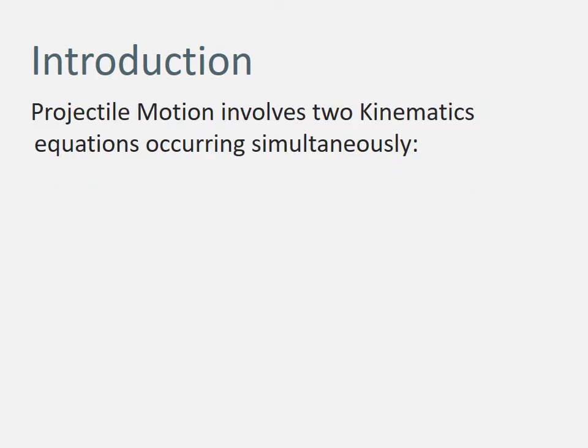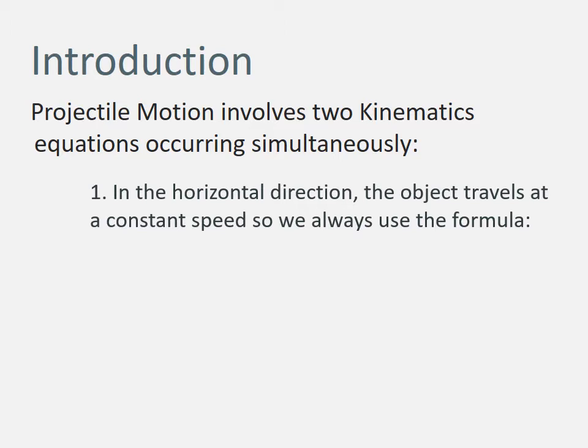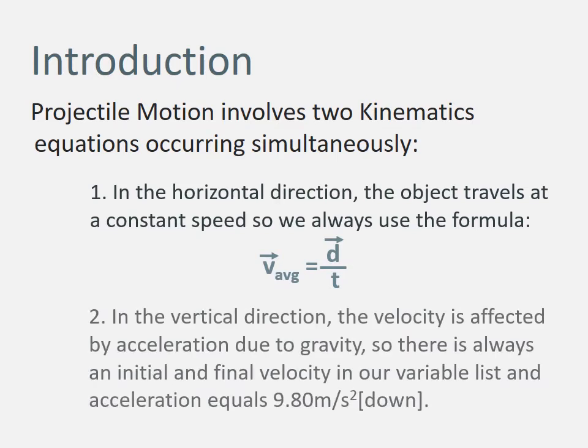So projectile motion involves two kinematics equations that occur simultaneously. In the horizontal direction, the object travels at a constant speed, so we will always use the formula V average equals d over t. In the vertical direction, the velocity is affected by acceleration due to gravity, so there's always an initial and a final velocity in our variables, and acceleration always equals 9.80 meters per second squared down.